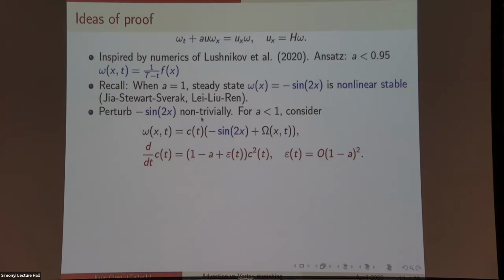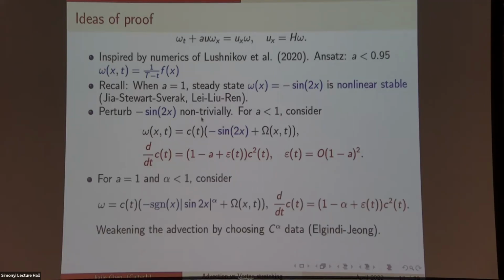The amplitude C satisfies this ODE. The coefficient is given by 1 minus A plus this perturbation. And the key point is to show that this perturbation is lower order, of order (1 minus A) squared. So here we focus on A very close to 1. And this part, 1 minus A, the main part, is very small, but it is the main part. And the lower order is (1 minus A) squared. So as long as A is arbitrarily close to 1, then this coefficient is positive and remains positive for all time. So then we can prove that C blows up. This implies that the solution blows up.